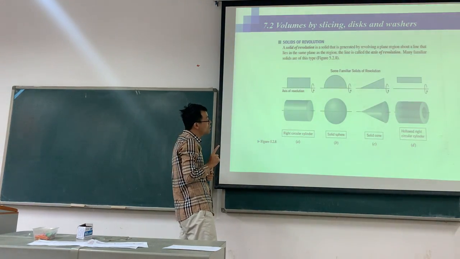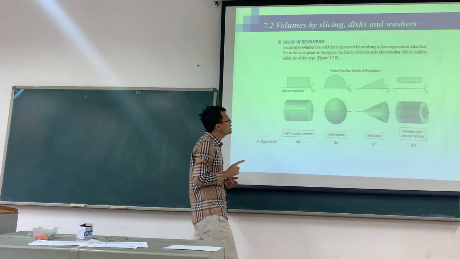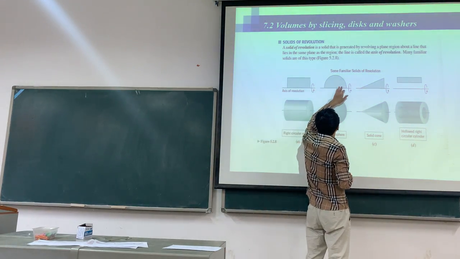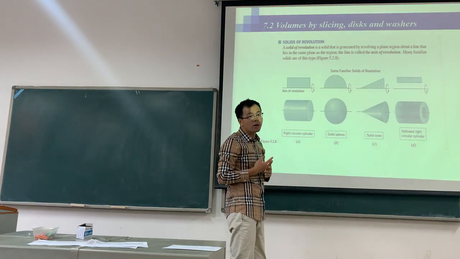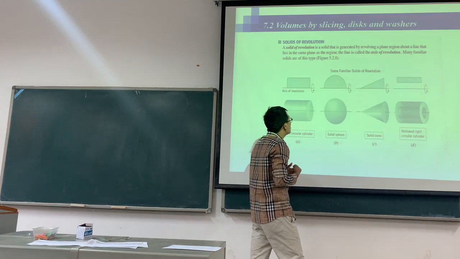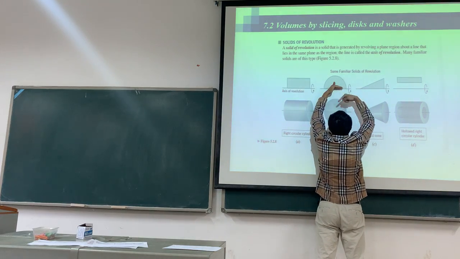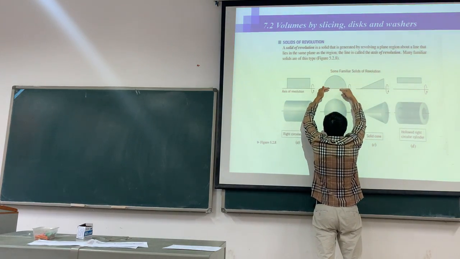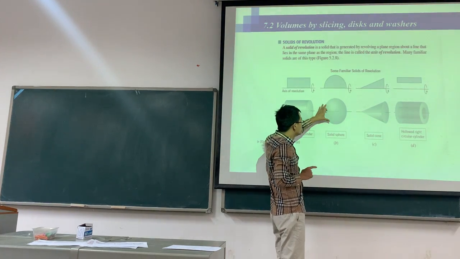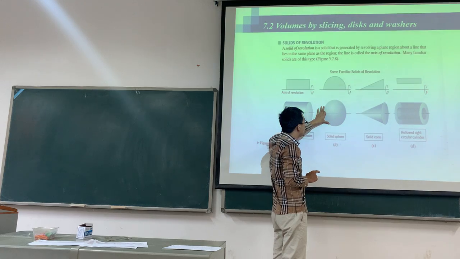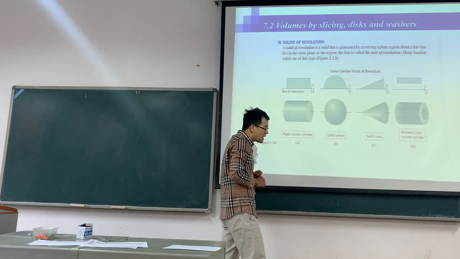So this is the first one. For the second one, here is a semicircle. For this semicircle, we revolve it along this line, so we can open a solid sphere. So this is the second.